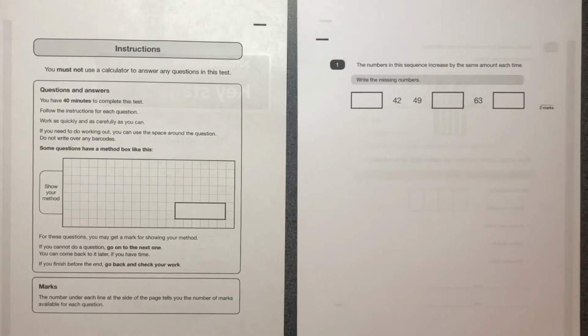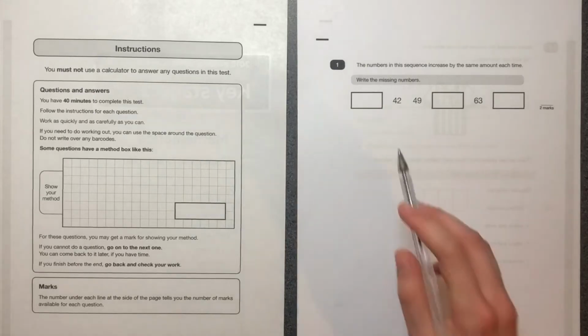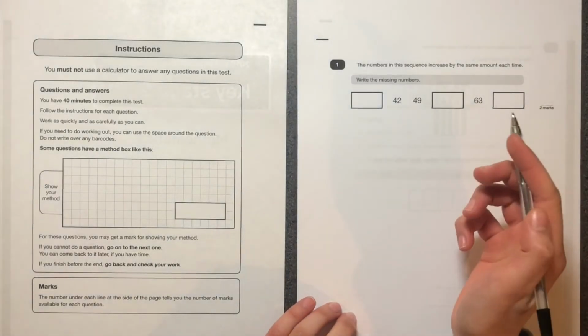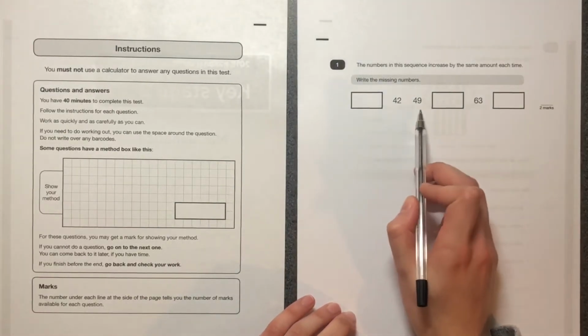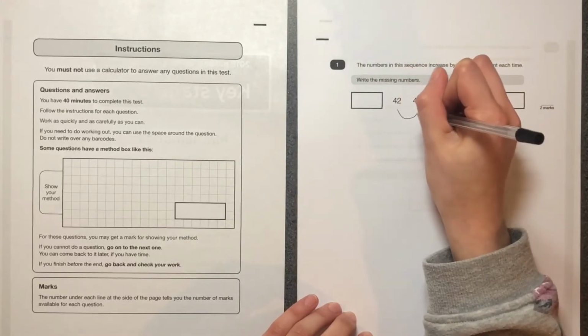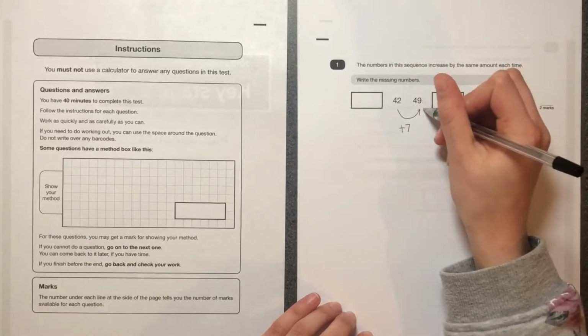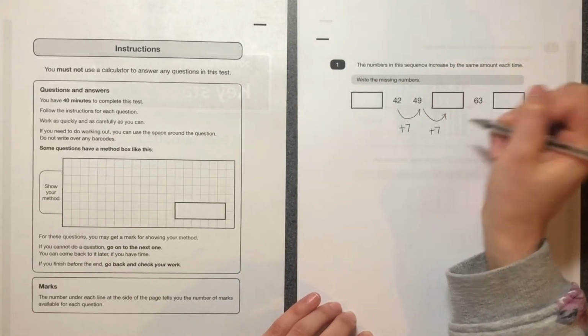Here we have question 1. The numbers in this sequence increase by the same amount each time. Write the missing numbers. We can see two numbers one after another, and we're going to use these two numbers to work out how much the sequence increases by the same amount each time. So we can work this out mentally. To get from 42 to 49, we are adding on 7. So that means each time we must add on 7.